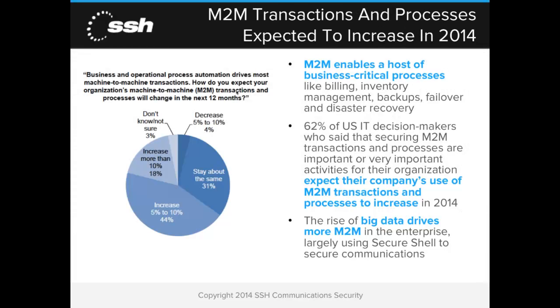What makes this really important to get a hold of now is that with the growth in things like the Internet of Things, with the data center becoming more and more in the cloud, we're just seeing a lot more data out there, and a lot of that's being pushed around the organization through machine-to-machine transactions. So Forrester asked respondents: business and operational process automation drives most of your machine-to-machine transactions. How do you expect your organization's machine-to-machine transactions and processes to change in the next 12 months? Most are saying it's going to increase pretty significantly.